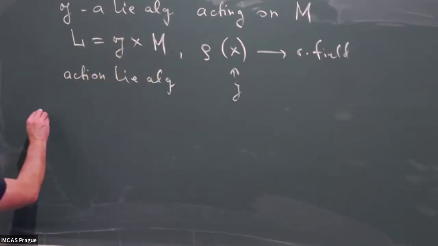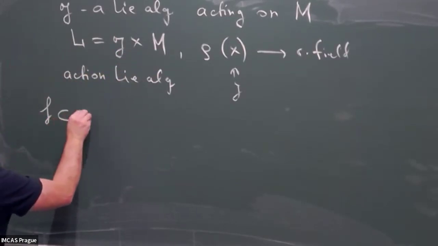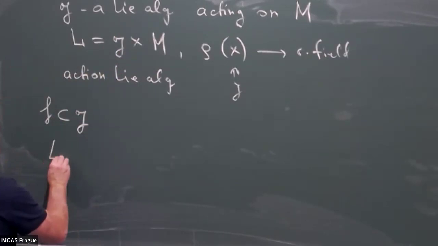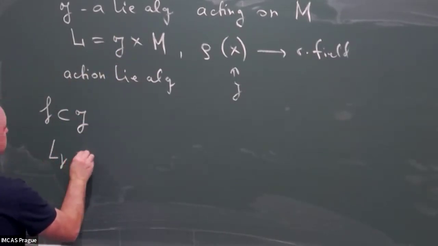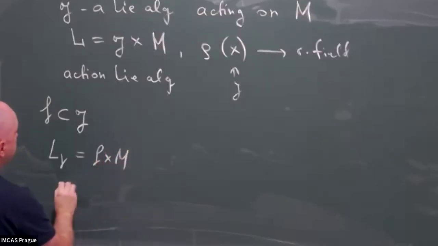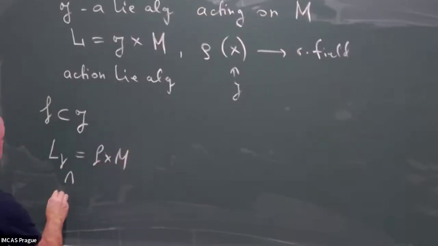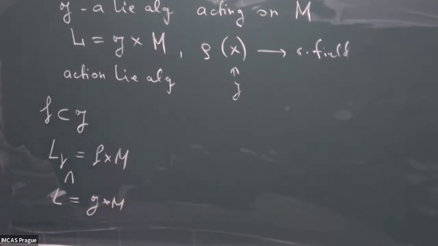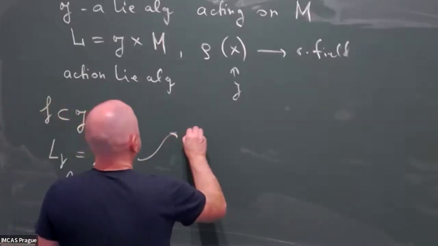So suppose we have the following situation. H is a Lie subalgebra of G. Then let's call this LH, which is the product of H times M. And this is a subalgebroid with the same base of L, which is the product of G cross M. And suppose it's possible to integrate the first one to a Lie groupoid. So suppose it admits an integration.